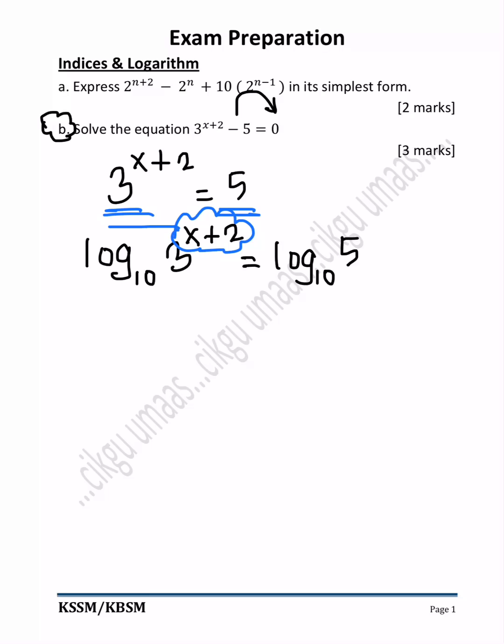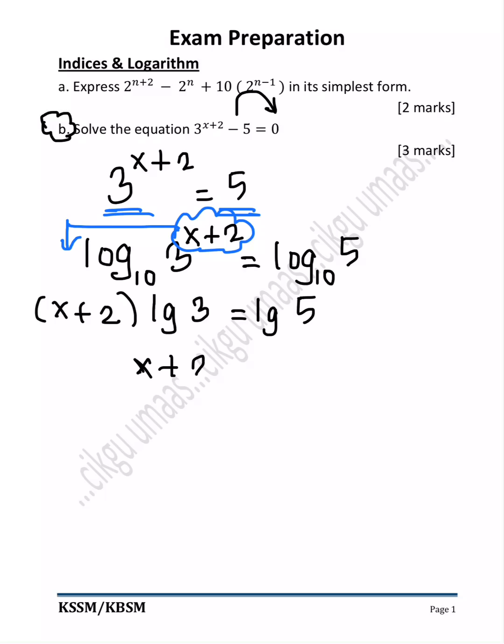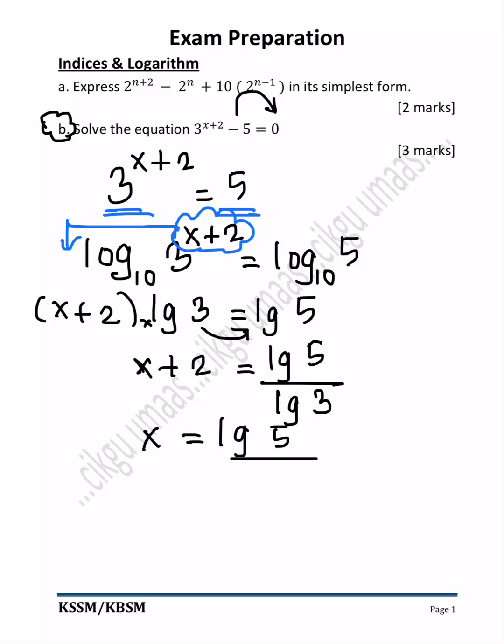The power, you can move it in front. So when you do that, you are actually going to get x plus 2 times lg 3, where lg is the short form for log 10, equal to lg 5. So to get x, I do 1 by 1. I know this is times, so I move the log 3 to the other side. It becomes log 5 divided by log 3. Then in order for me to get x, you know this very well, you can move the 2 to the other side. When I move it to the other side, it becomes minus 2.